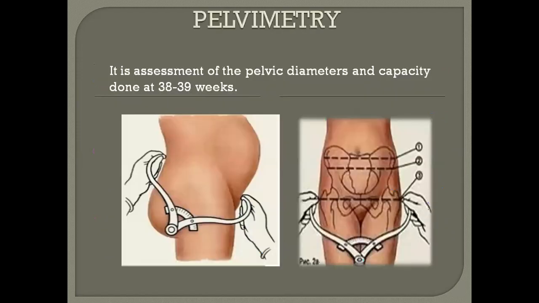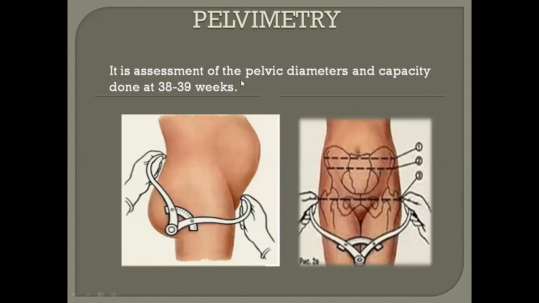Next is another assessment. So we discussed history collection, then abdominal examination, abdominal method, Pinard's method, then abdominal vaginal method. Next, another radiological examination: pelvimetry. What is pelvimetry? It is assessment of the pelvic diameters and capacity done at 38-39 weeks.